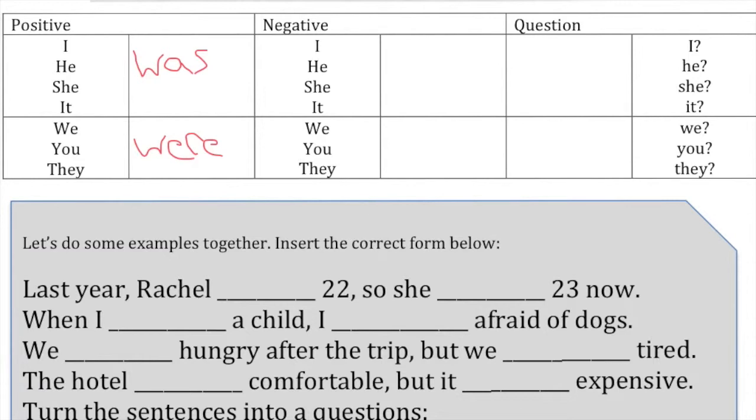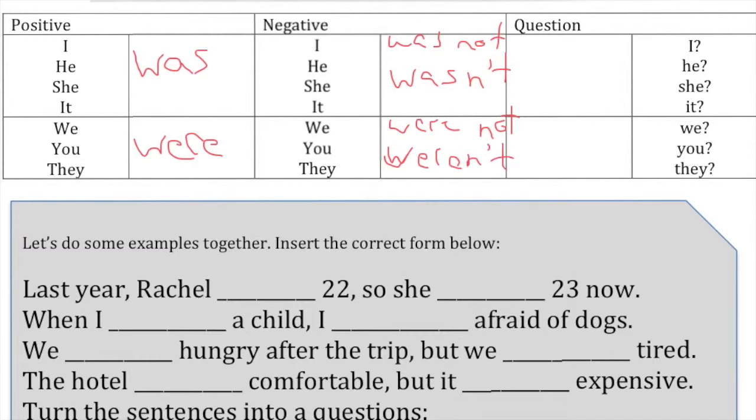For a negative, we need to do it two ways. You can have he was not, or you can have, if you remember from present tense, wasn't. And for were, the negative should be were not. And if you want to make it smaller, it should be, if I can write it correctly, weren't.